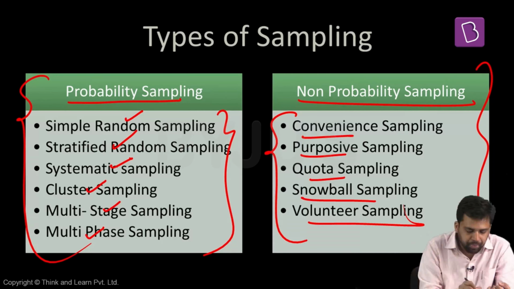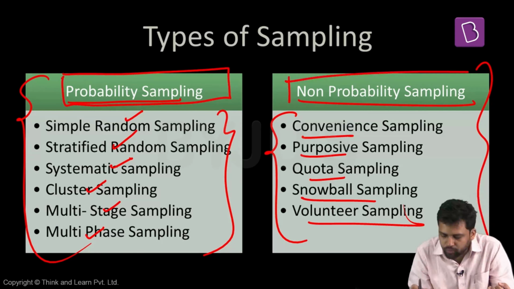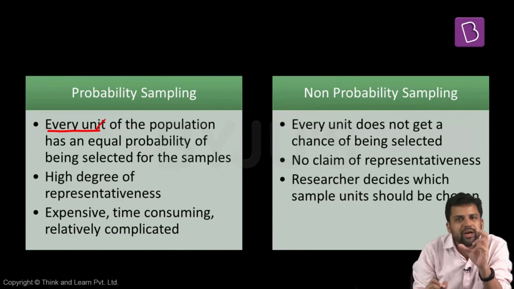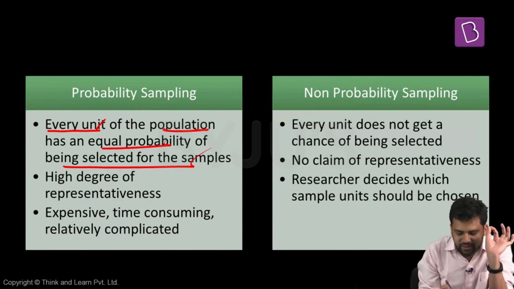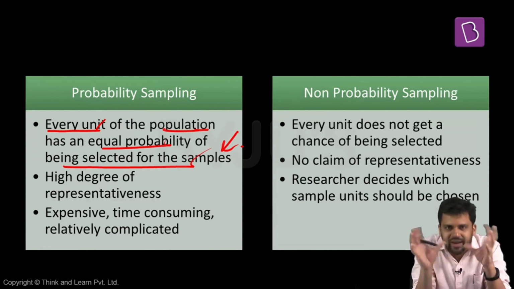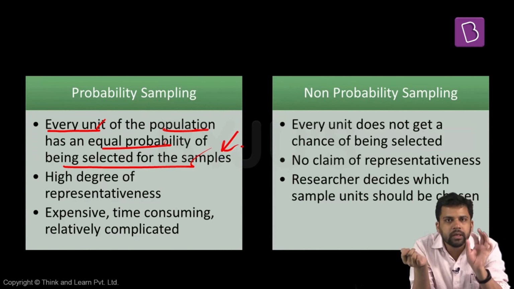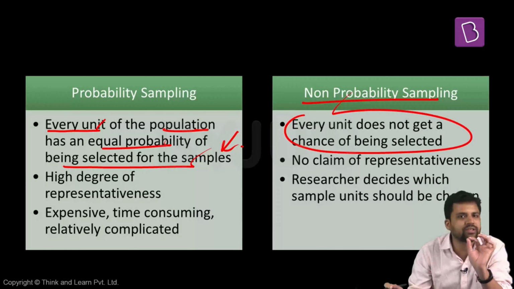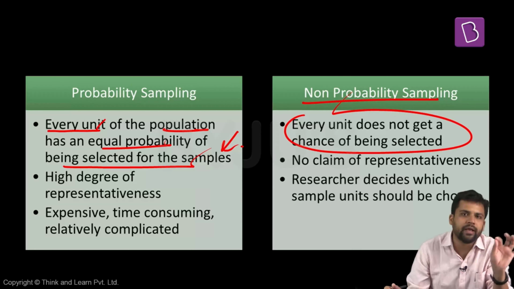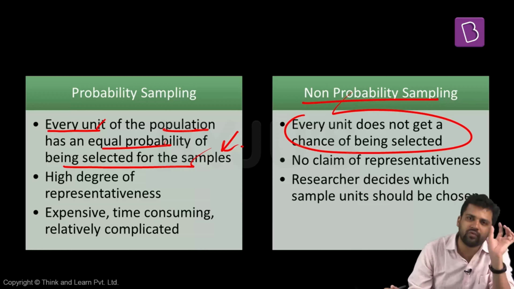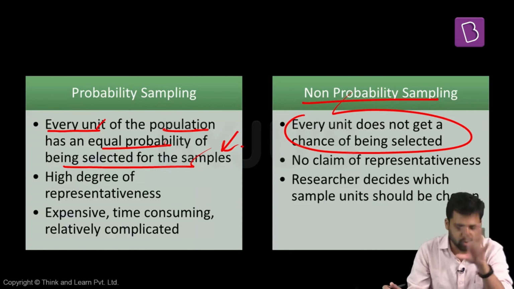But first, what is the difference between probability sampling and non-probability sampling? In probability sampling, every unit of the population has equal probability of being selected for the sampling. Any member, any unit of the entire population has an equal chance of being selected. So that is probability sampling. In non-probability sampling, every unit does not have equal chances. So keep this in mind. In probability sampling, there is equal probability, equal chance of each unit getting selected. In non-probability sampling, this is not there.